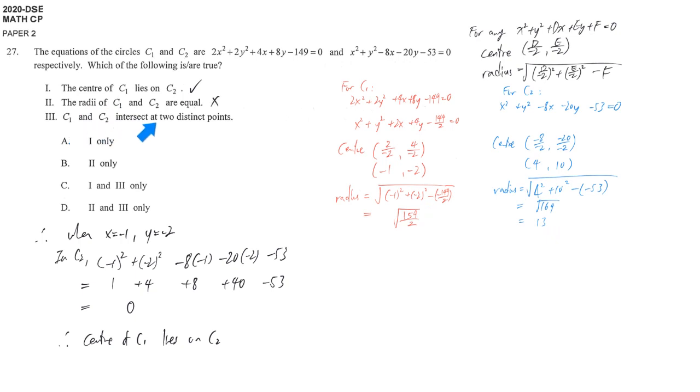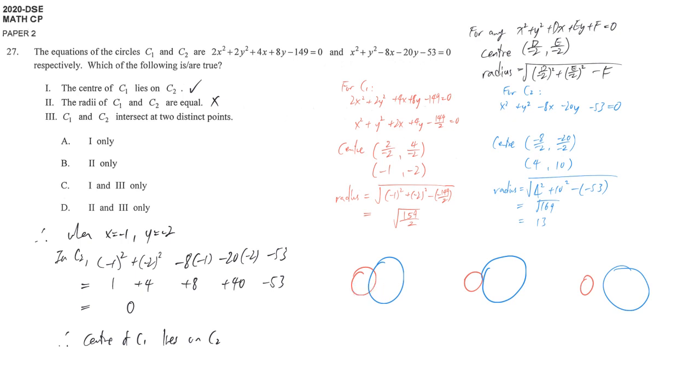And then C1, C2 intersect at 2 distinct points. This one you have to draw different situations. So maybe C1 is like this, and then C2 is like this. We say that there are 2 intercept points. Or in some other cases, the circle is here, and then the blue circle just touches it. Then we have only one point of intersection. And the next scenario is a small circle here, and then C2 is further away.